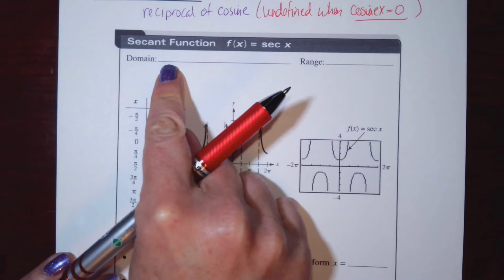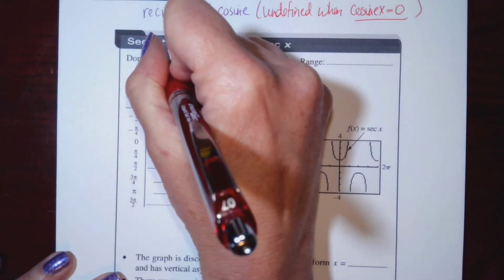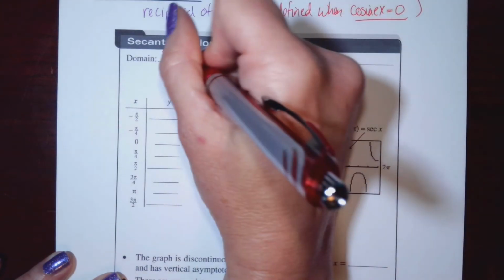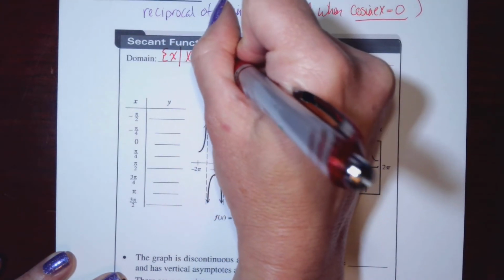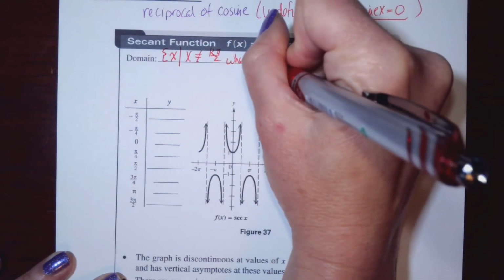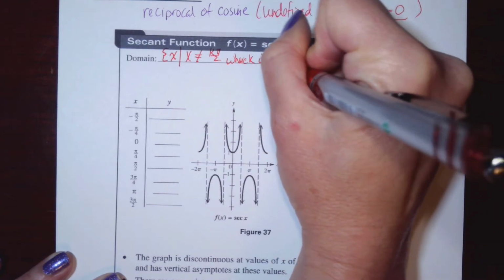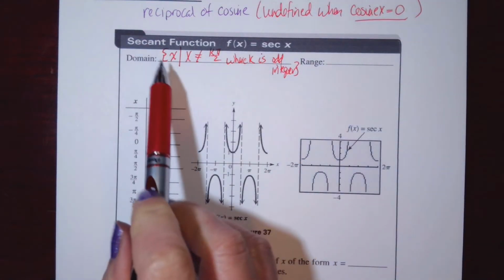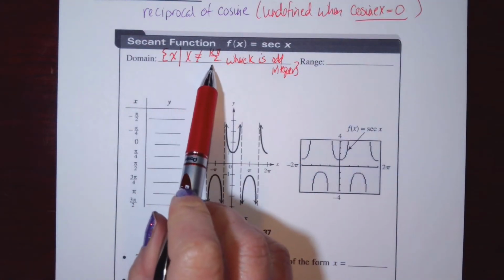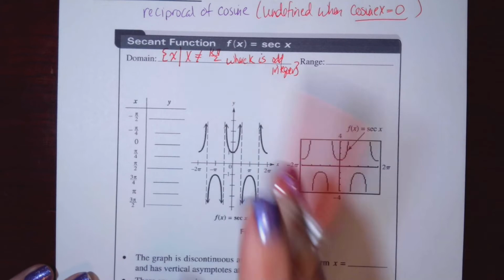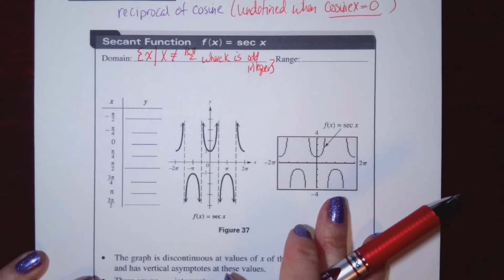The domain of the secant function is everything but those odd pi half values. So the domain of my secant function is all values of x such that x is not k pi halves, where k is an odd integer. So, all values of x except our k pi halves, where k is an odd integer. Those odd pi halves are where my function secant is undefined.